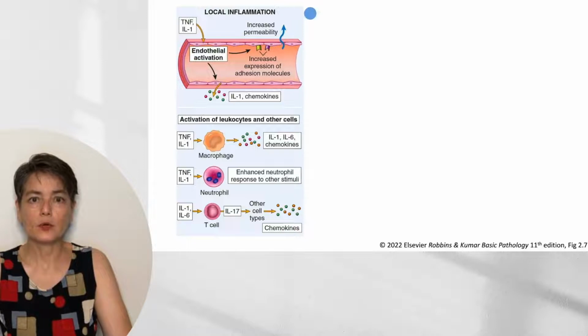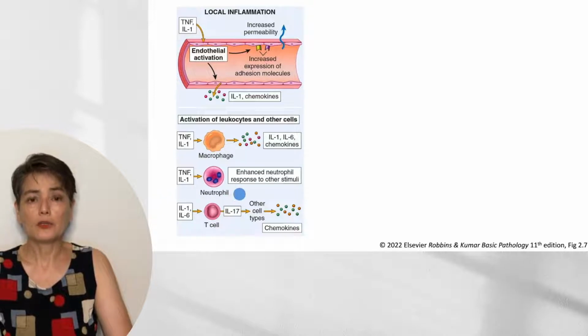Increased permeability is going to lead to edema. And then we're also going to get from the endothelium the release of IL-1 and chemokines. So this is a feedback loop where one cytokine is going to cause the elaboration of itself as well as other mediators. Another thing that we can see is activation of leukocytes and other cells. So again, TNF and IL-1 are going to have an impact on macrophages, causing them to elaborate IL-1, IL-6, and chemokines in the case of local inflammation.